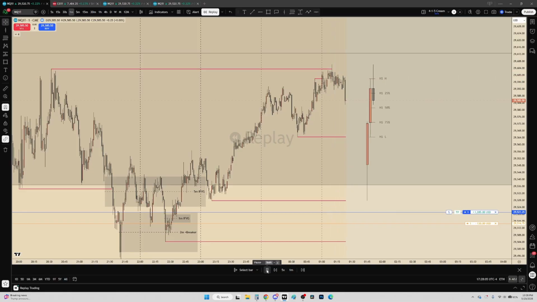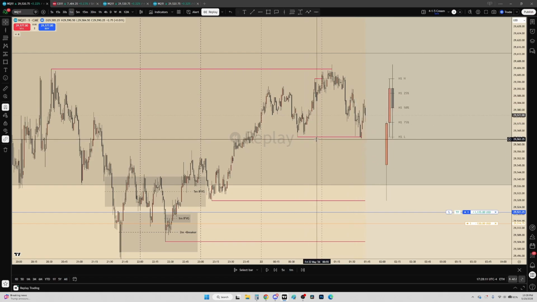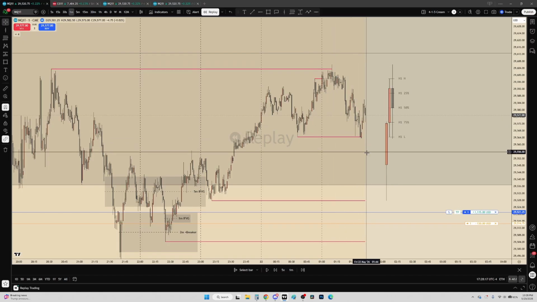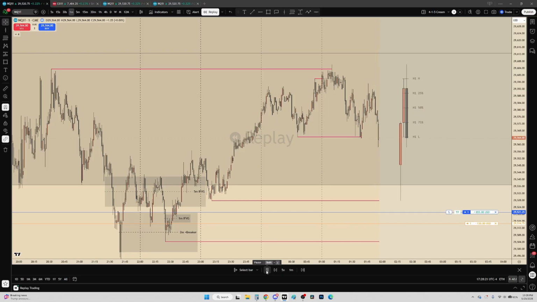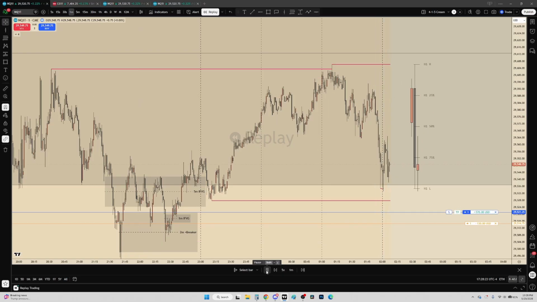Right? It's probably going to come back down into the range. Yep, there you go. Swept that short-term sell side because we took out this buy side here. So now premium back into discount of the range. Where does it go from there? Oh, it goes lower into the range. But yeah, you get the point.